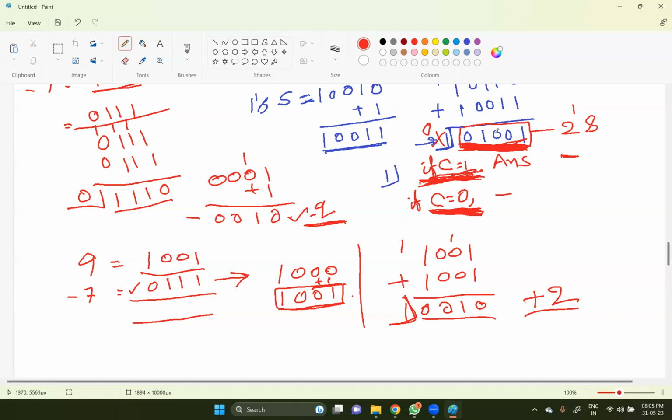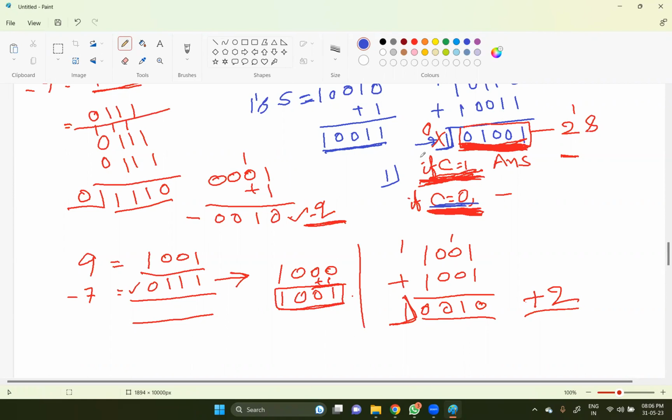Whereas if you got this particular carry value as 0, then whatever the answer you get here, that answer is in 2's complement form. Again, you need to find the 2's complement here. So that is what you need to consider as far as the points to be taken into consideration. Now, I hope that you are clear.